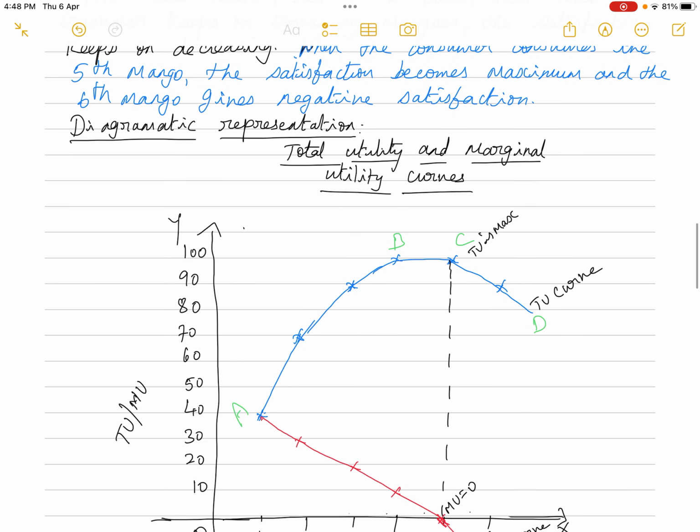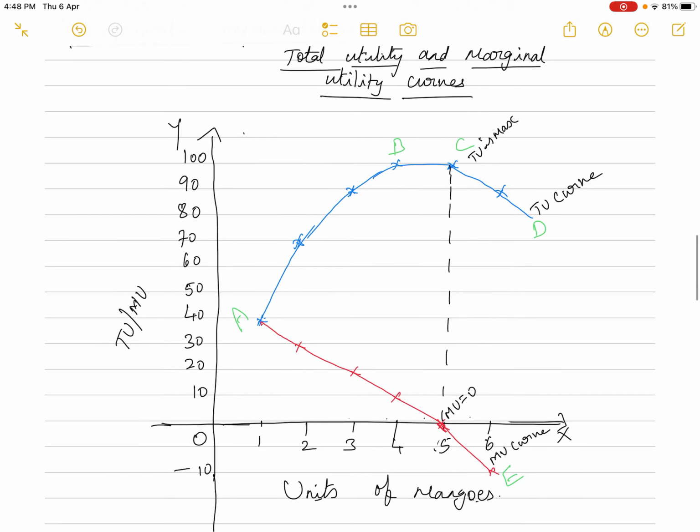The same thing we also have to explain in the form of a diagram, a diagrammatic representation through the total utility and marginal utility curves. When you are drawing the diagram, first draw the x-axis and y-axis. What are we representing on them? On the x-axis, units of mangoes, and on the y-axis, total utility and marginal utility. So this is simply plotting the points on a graph.